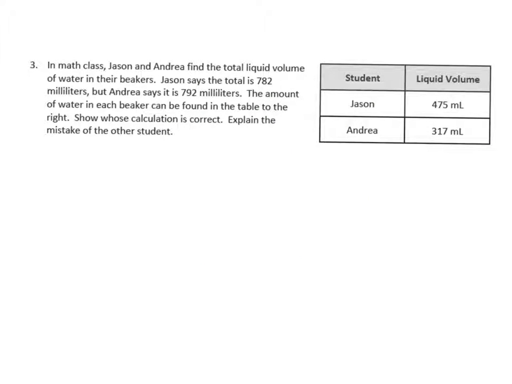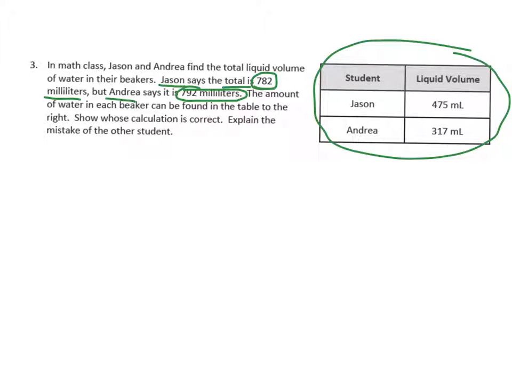Let's take a look at number 3. It says, in math class, Jason and Andrea find the total liquid volume of water in their beakers. Jason says the total is 782 milliliters. But Andrea says it is 792 milliliters. The amount of water in each beaker can be found in the table to the right. Show whose calculation is correct. Explain the mistake of the other student.